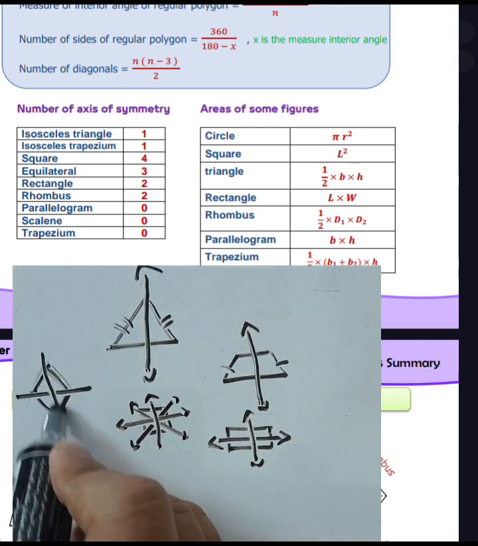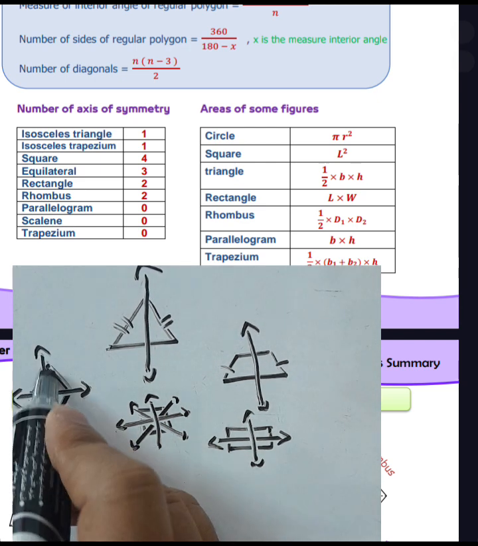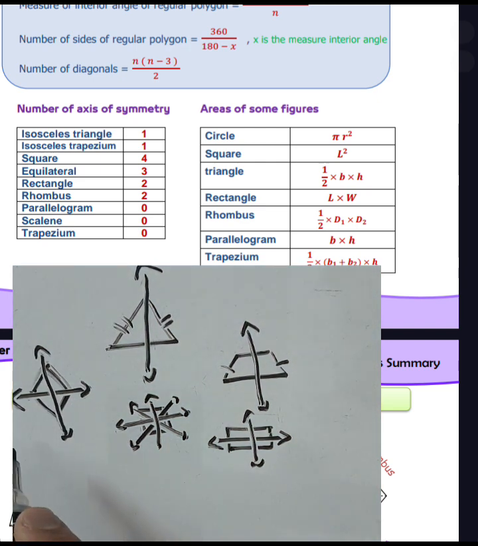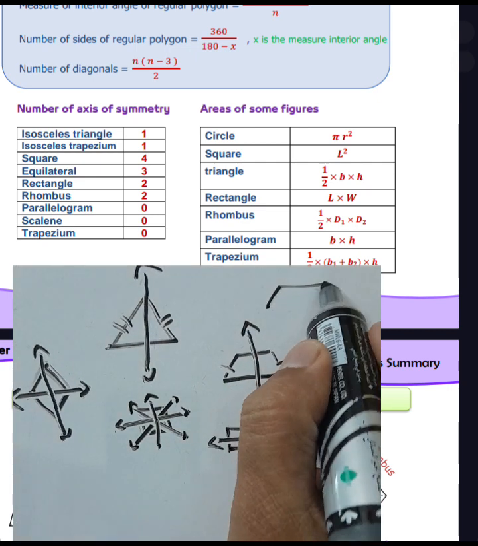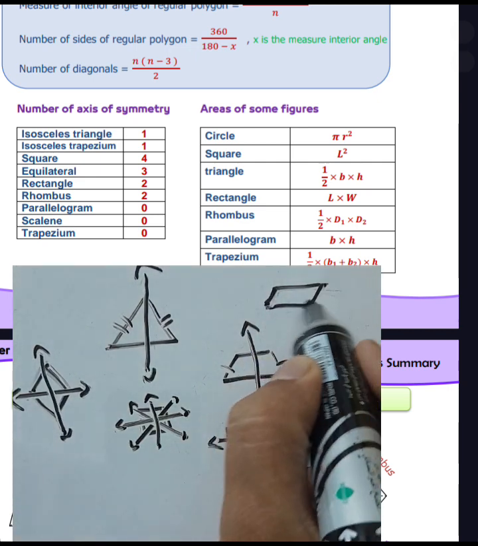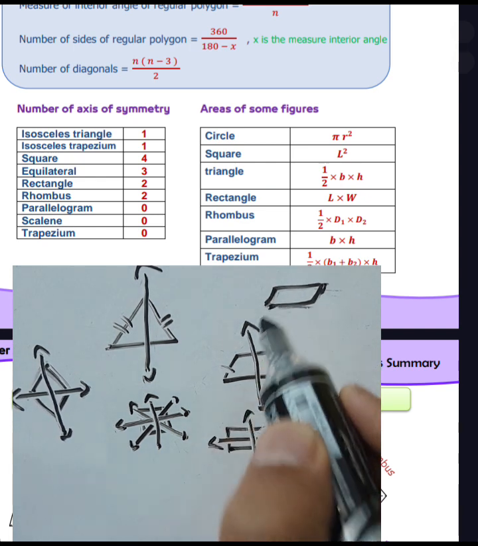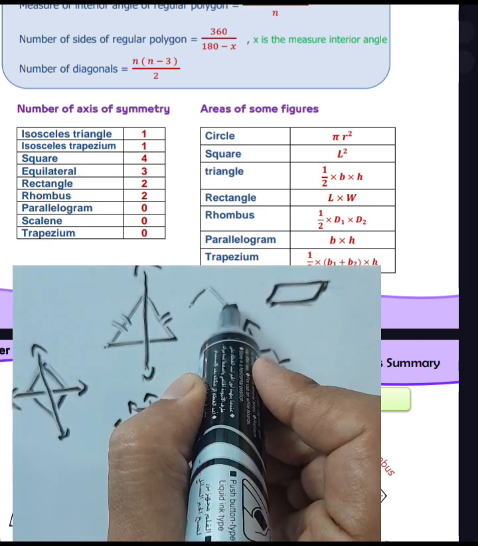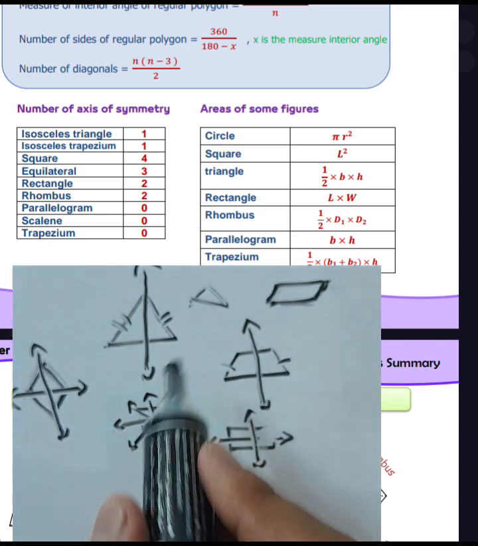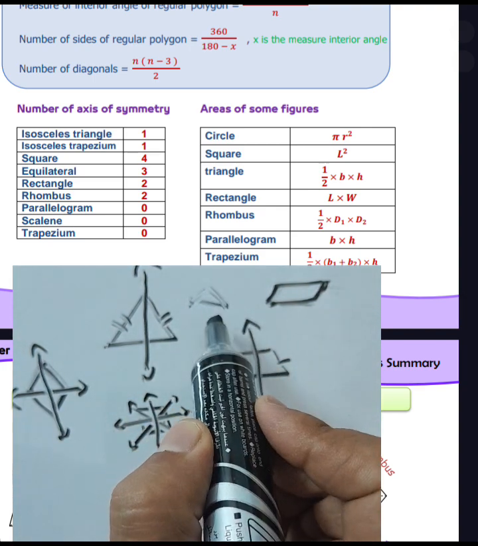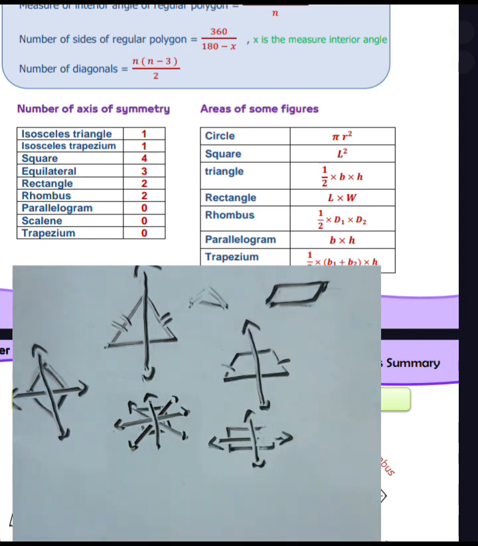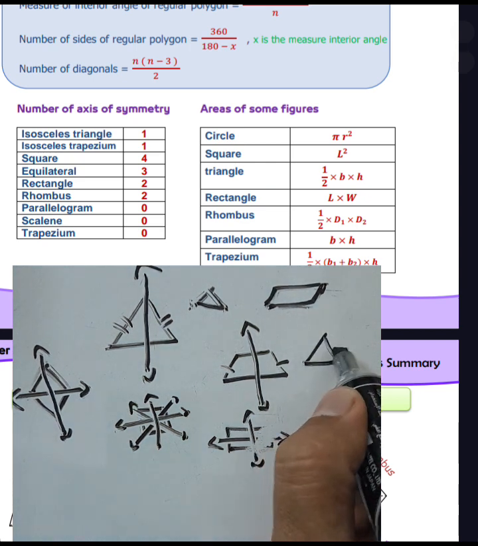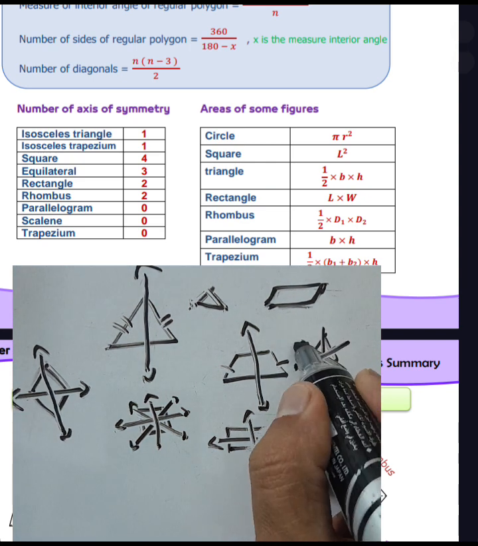A rhombus has 2 diagonals. The 2 diagonals here will be 2 lines of symmetry. Then in a rhombus we have 2 lines of symmetry. Parallelogram: we don't have any line of symmetry in a parallelogram, it is 0. Scalene triangle: we have different sides here, then we have 0 lines of symmetry for this scalene triangle. And what about an equilateral triangle? An equilateral triangle has 3 lines of symmetry.